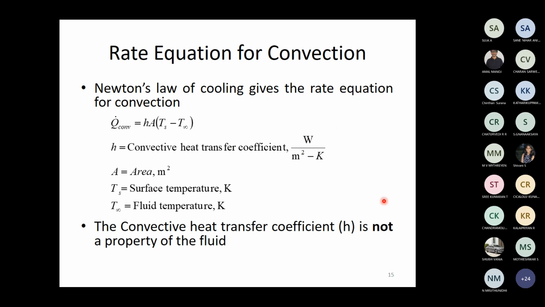Now, how to evaluate the convective heat transfer? Just like we had Fourier's law for heat conduction, we also have a law for convection. That law is called Newton's law of cooling. That law gives the rate equation for convection. So what is that equation? Again, Q is the heat, subscript CONV stands for convection, and the dot on top of Q denotes the rate of convection. This rate of heat convected is equal to hA multiplied by one temperature difference, Ts minus T infinity. So what is this Ts and what is this T infinity?